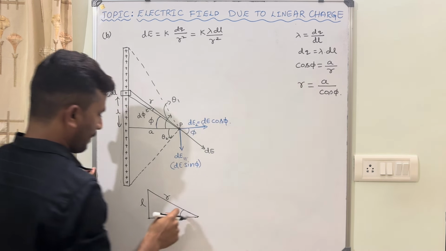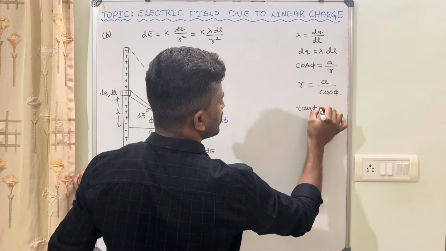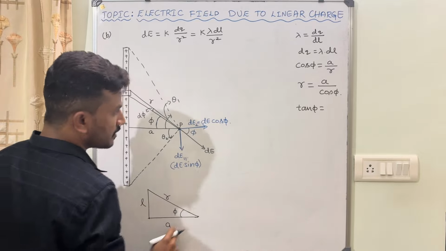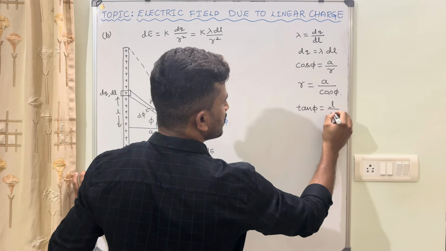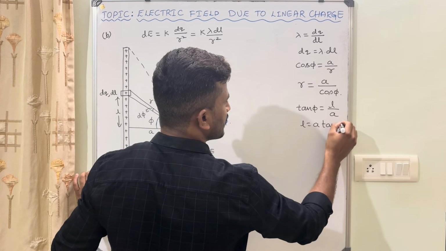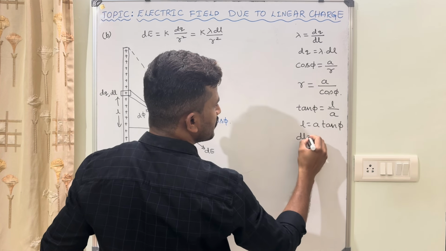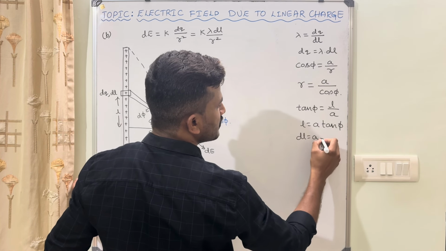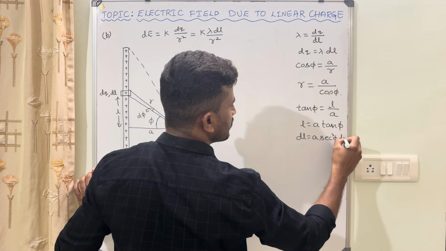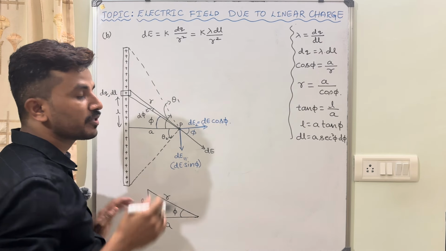One more. What is tan phi? Tan phi is equal to opposite by adjacent. So that is L by A, or L is equal to A tan phi. Here we have dL, so differentiate this. dL is equal to A, differentiation of tan phi is secant square phi into d phi. Correct, no? Integration and differentiation are very, very important.